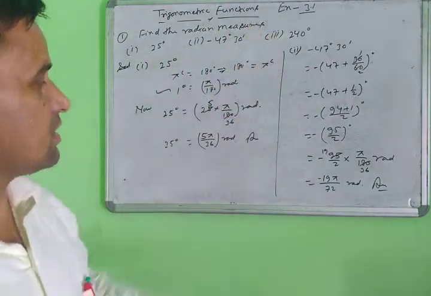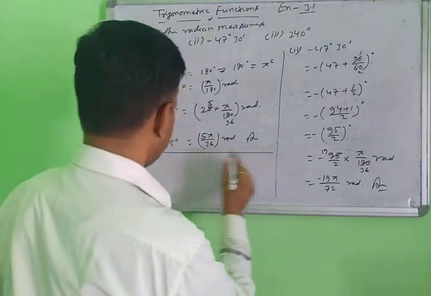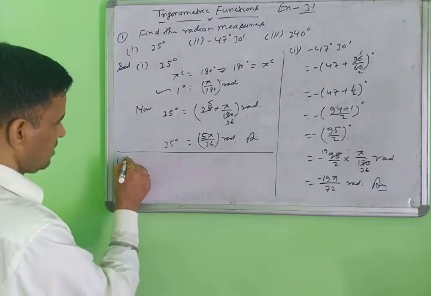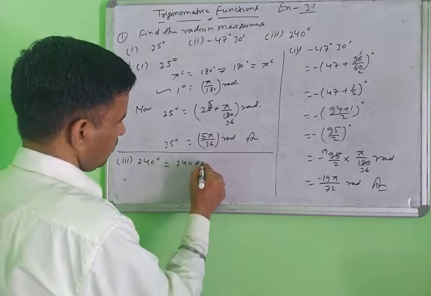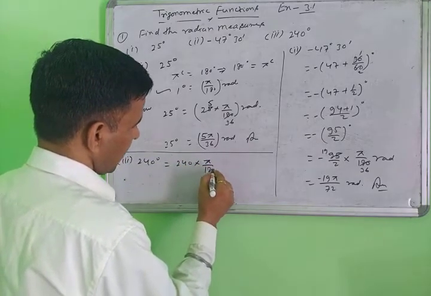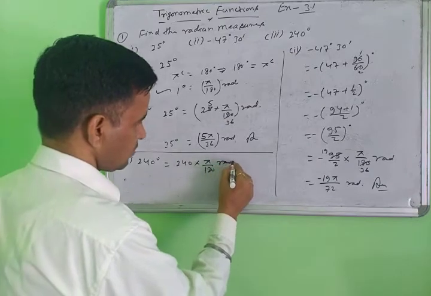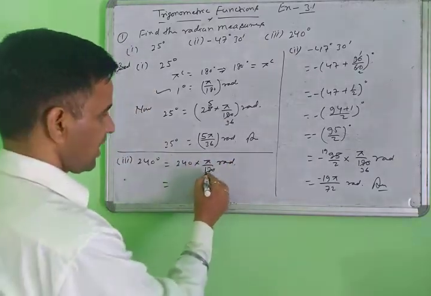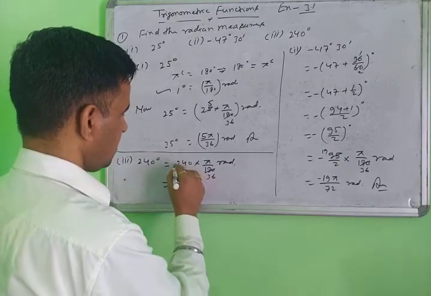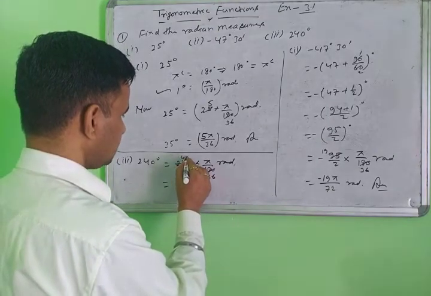The same thing applies to the third part. In the third part, 240 degrees: 240 into pi upon 180, and calculate. This is converted into radian. Then cancel by 5.